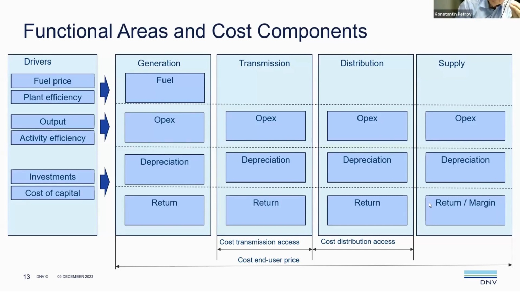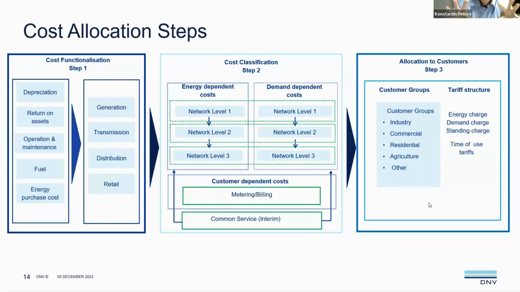And now, in a simplified way, I'll go through a major diagram which aggregates the cost. One can go very deep into every single element, but for illustration purposes, this is pretty reasonable. Again, starting from this cost functionalization, the allocation of cost to functional areas in step 1 that I mentioned on the previous slide, you have the generation, networks, and retail supply, and the cost components.